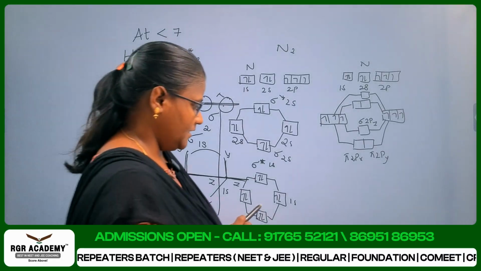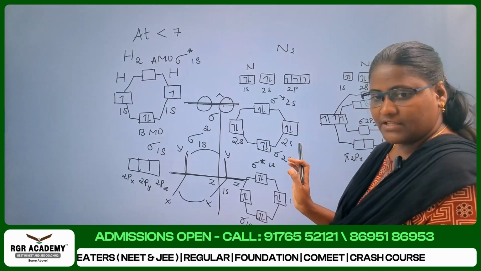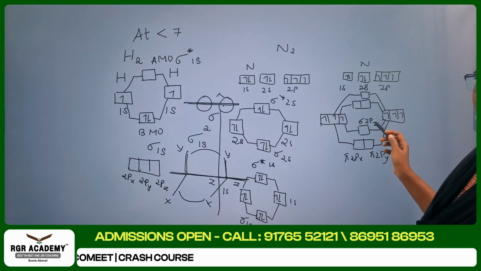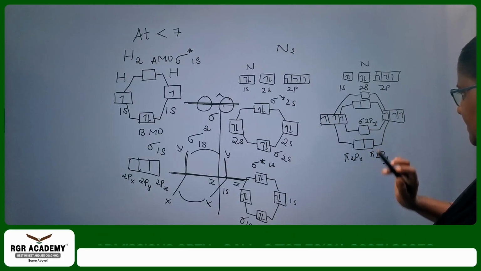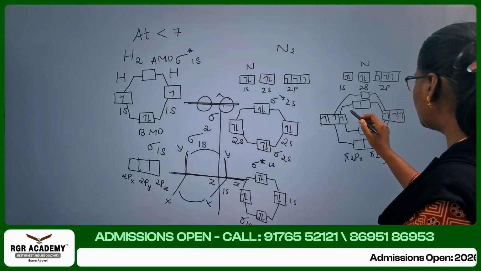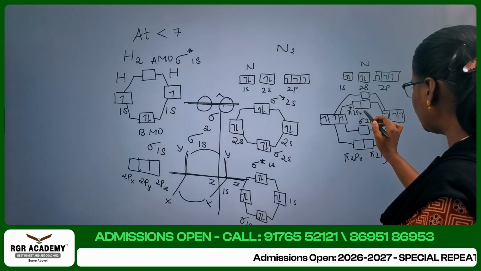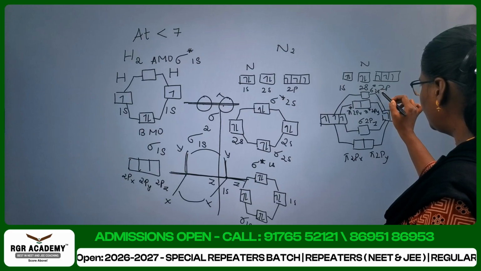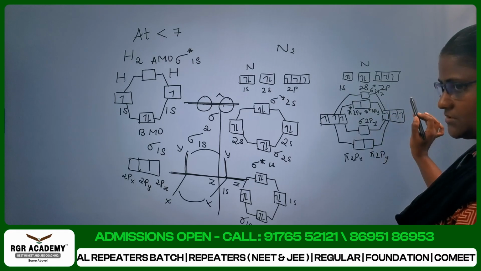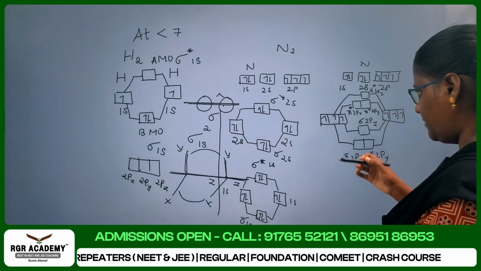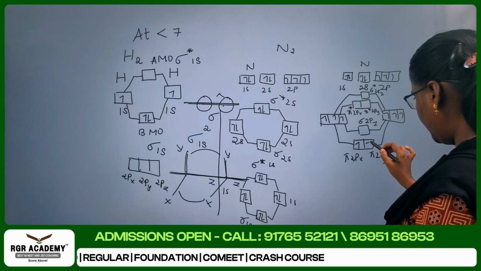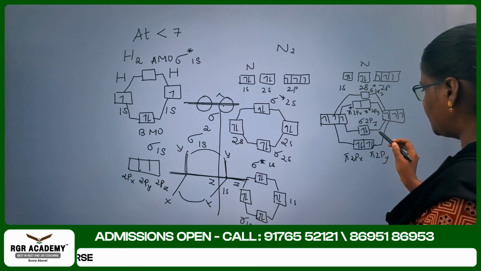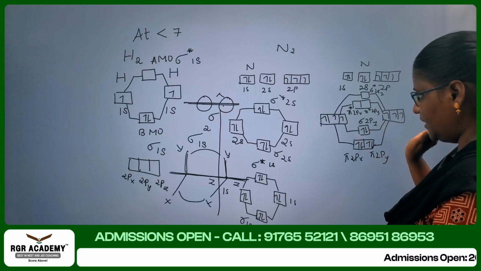Here similarly, the px and py will have the lateral overlapping, which is why I have represented them as pi bonding. And 2pz will have the axial overlapping, so you'll be getting a sigma bond. These are antibonding orbitals. So this is pi asterisk 2px and pi asterisk 2py, and this is sigma asterisk 2pz. Totally 6 electrons. How do we fill the electrons? By following the Aufbau principle, Hund's rule and Pauli's principle, each lower orbital should contain 1 electron first, and then pairing will occur. So totally the 6 electrons will be filled in the lower level itself.